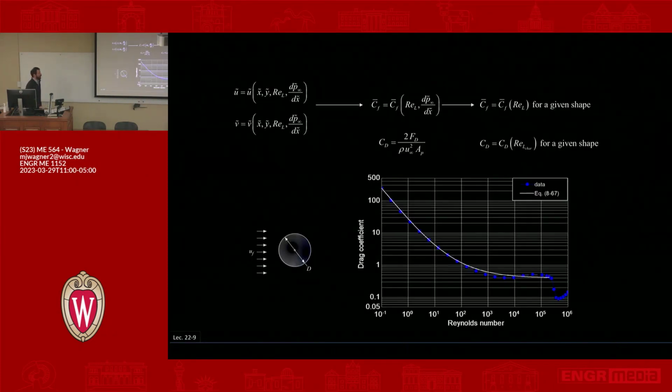All right, so let's look at an example. Again, you've probably seen correlations before, but it's been a while and you may not remember what they look like. The idea is that we have the relationship. This is flow over a sphere.